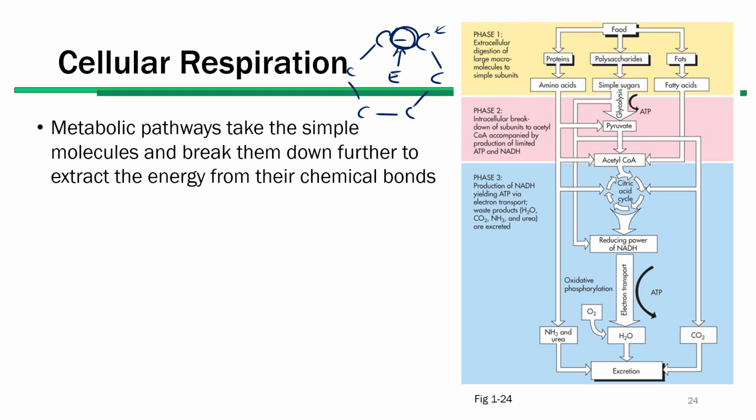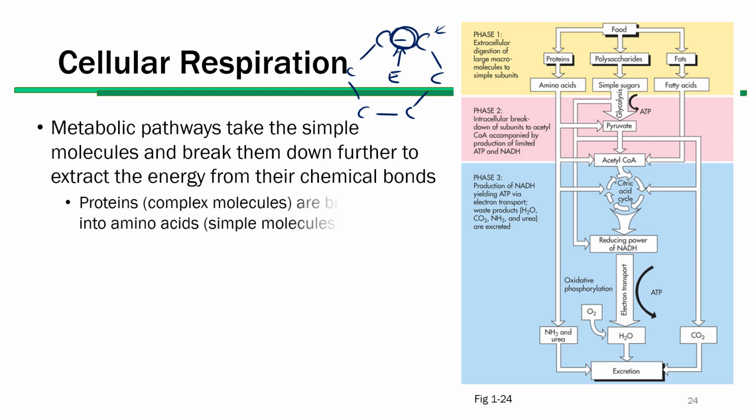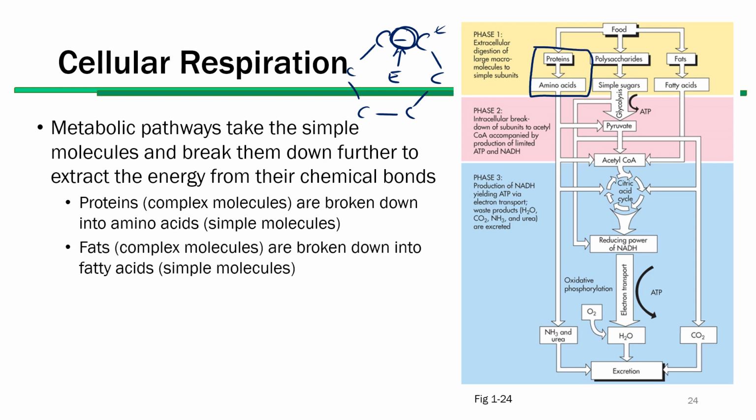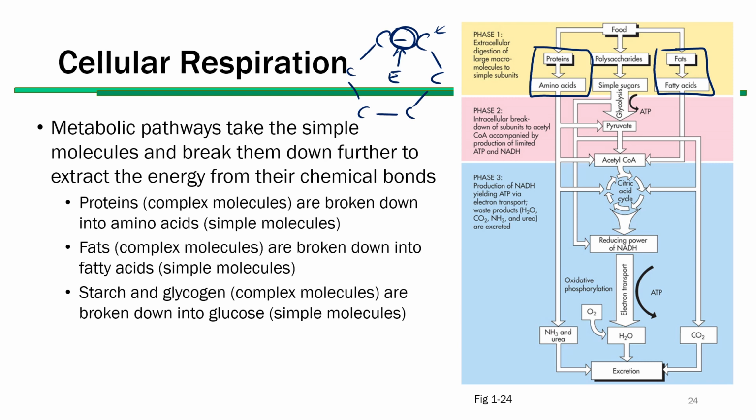So we put compounds into the chemical pathways, the metabolic pathways, so we can break them down and extract that energy from their chemical bonds, because it's the energy we want, not the atoms. The atoms we breathe out as carbon dioxide or we release as water. We want the energy that held them together. Proteins, which are complex molecules, are broken down into amino acids in pathways. Fats are broken down into fatty acids in pathways. And starch and glycogen, which are polysaccharides, are broken down into simple sugars in pathways. So we have pathways to break all these components down to get their energy out.